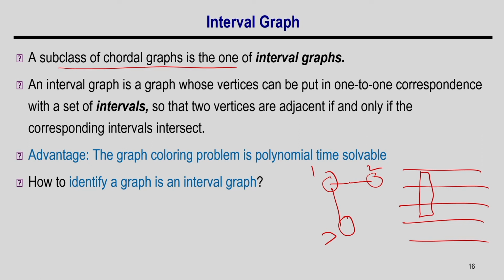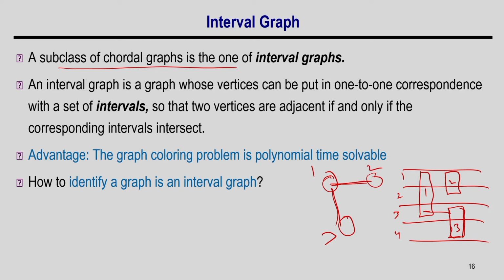this is 2, and this is my 3. So, I can map these nodes to intervals such that if two nodes have an edge, their intervals will overlap. I have an edge between 1 and 2, so the 1 and 2 intervals overlap. You can think of this as time. 1 and 3 also have an edge, so they overlap. But there is no edge between 2 and 3, so 2 and 3 must not overlap. If they overlap, then it does not hold.